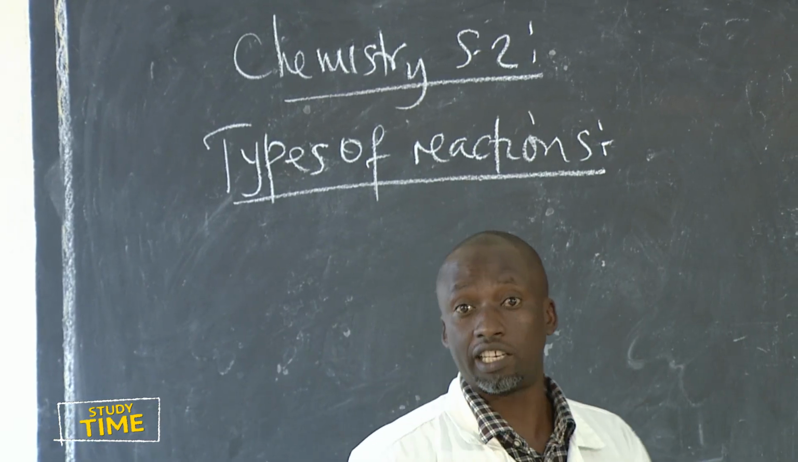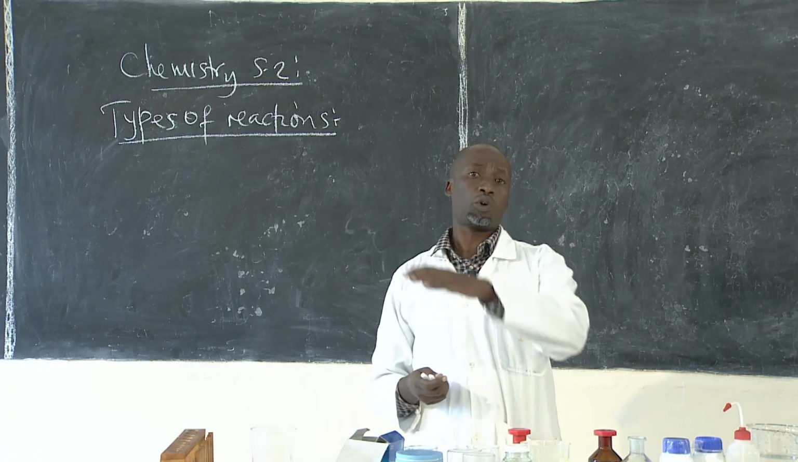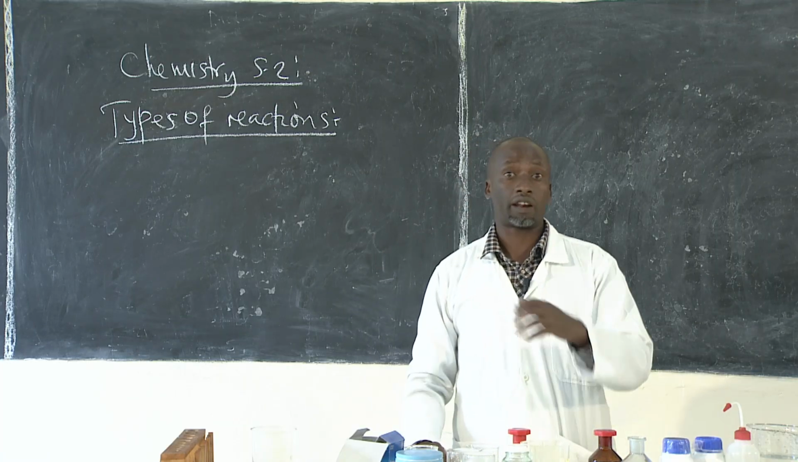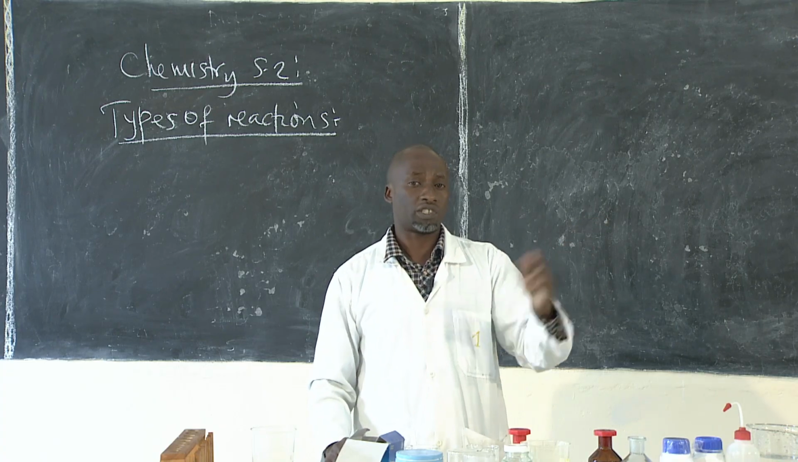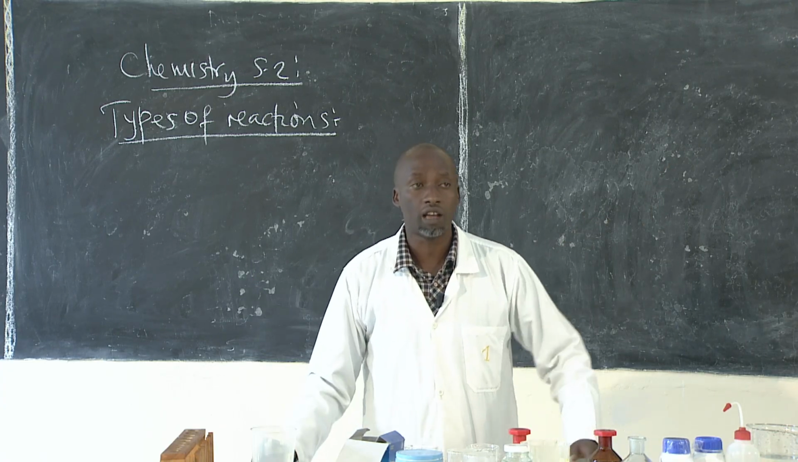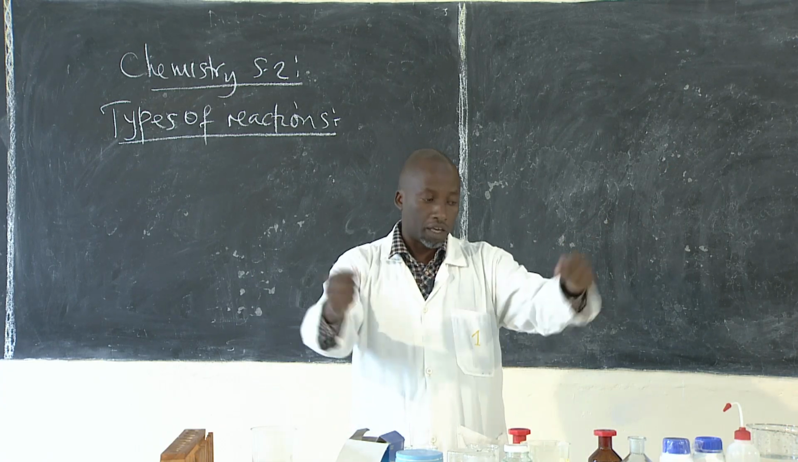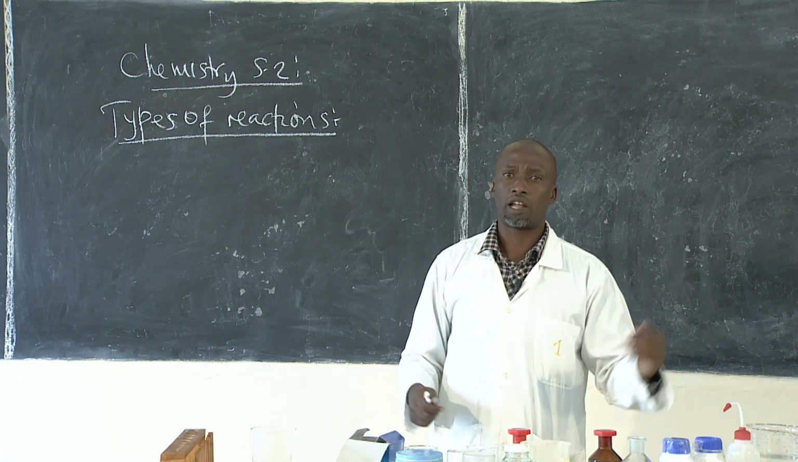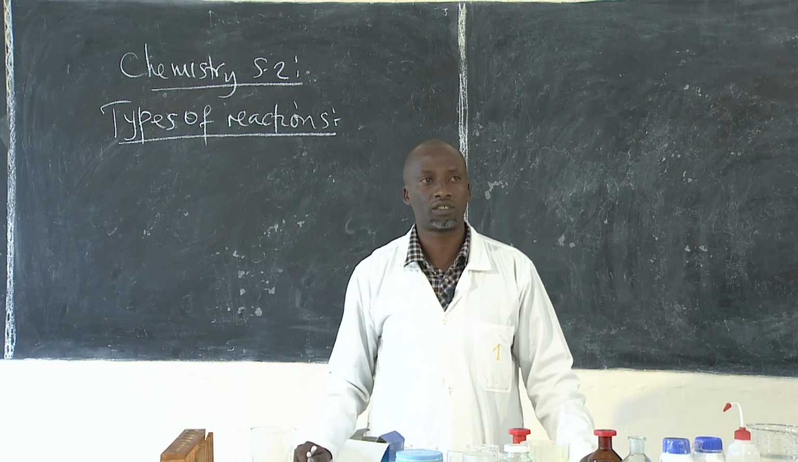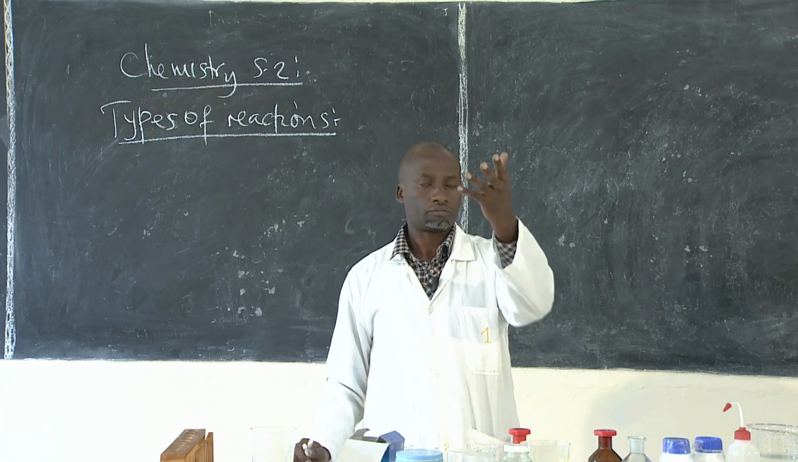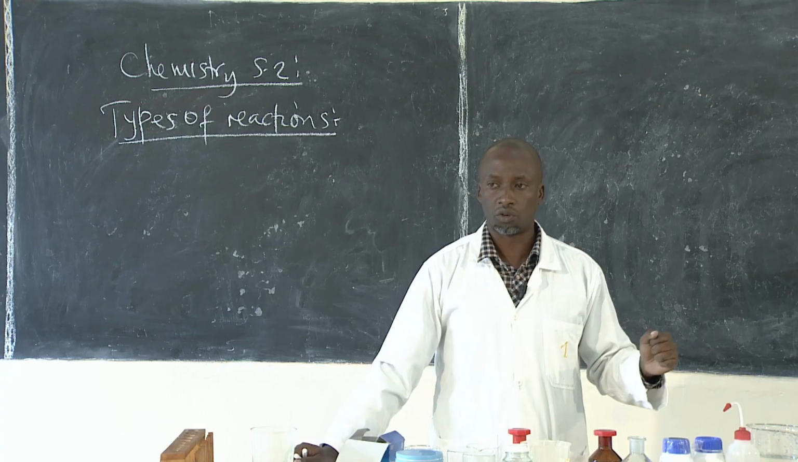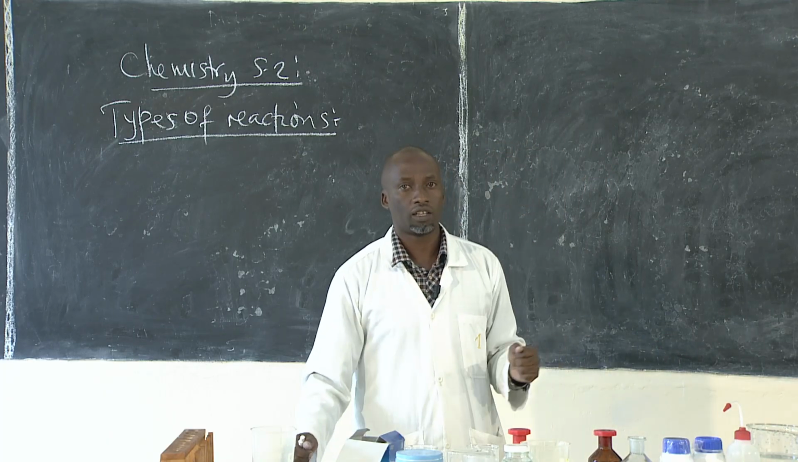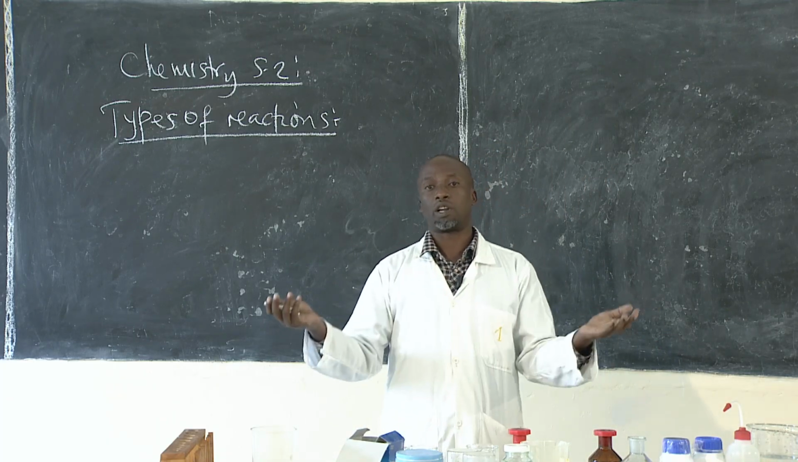We are going to look at the types of reactions. When we talk about reactions, we are referring to the chemical processes. And these chemical processes, some of them exist in nature. Some of them, these chemical reactions can also take place in the laboratories. Maybe you can even mention some of the examples that you know, some of the chemical reactions that take place in nature.